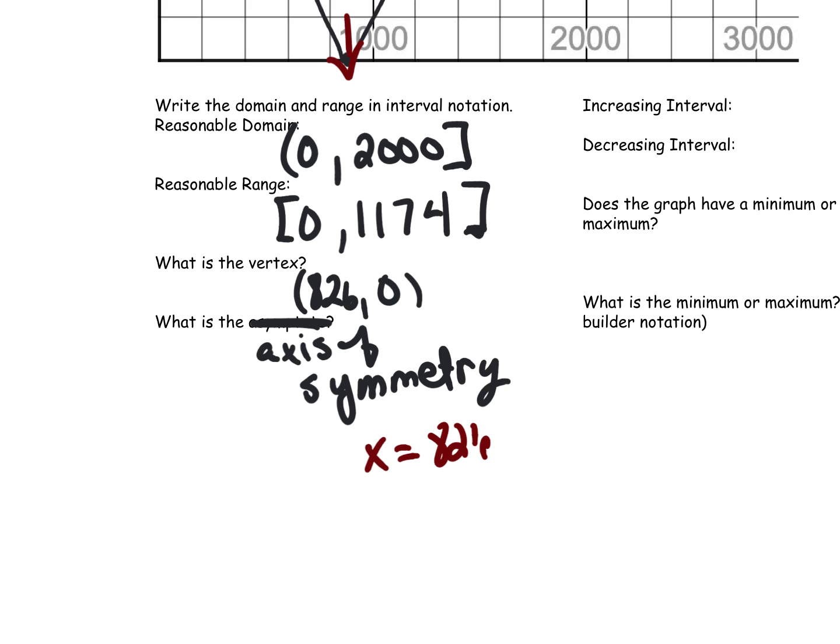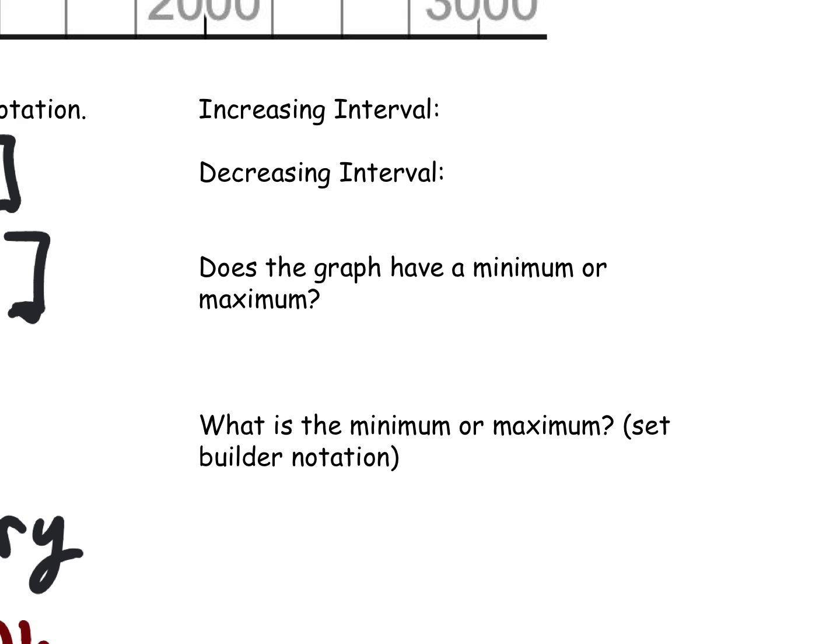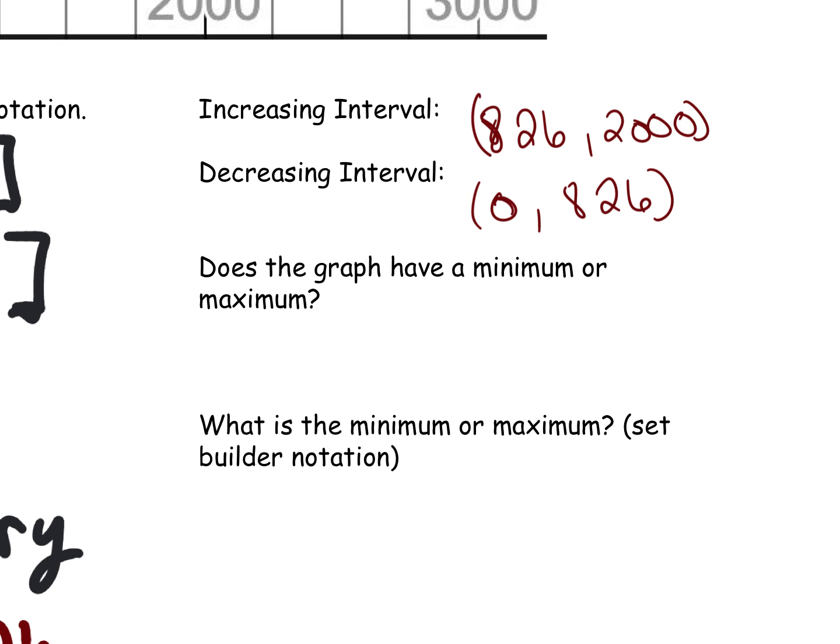Okay, now we're talking about increasing and decreasing intervals. So on your graph, if you were tracing it, where does your finger start going up? Do I include it or not? Never. It's not increasing at that endpoint, is it? Okay. And then for how far? 2000. Very good. Once again, not included. Then if you look at it and you're tracing for decreasing. Nice. Starts at 0 and then it goes all the way to 826.